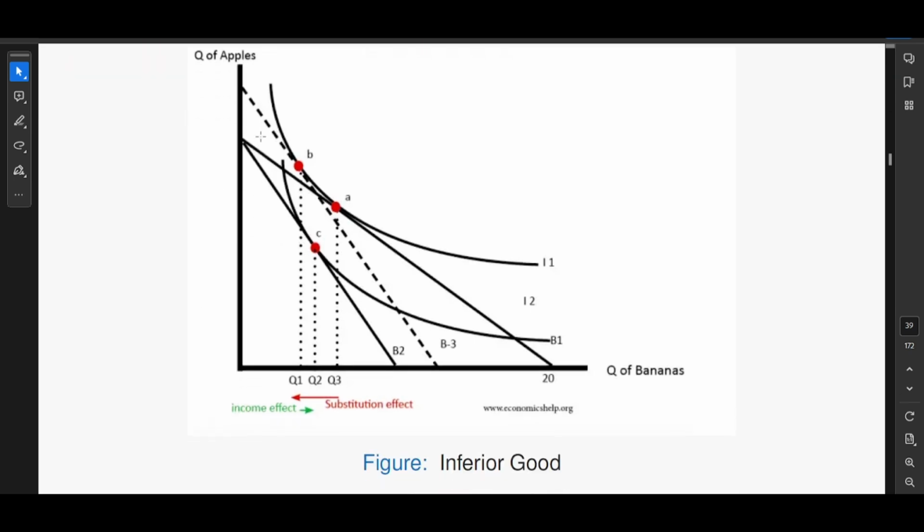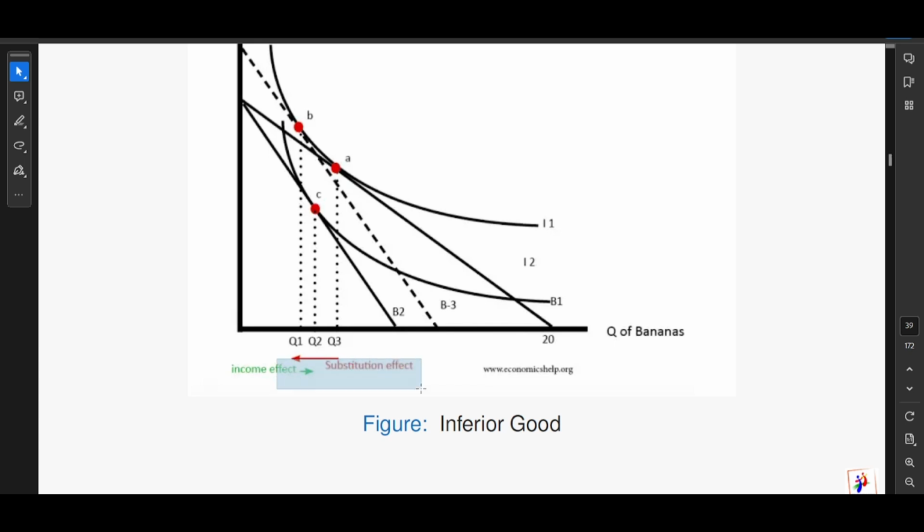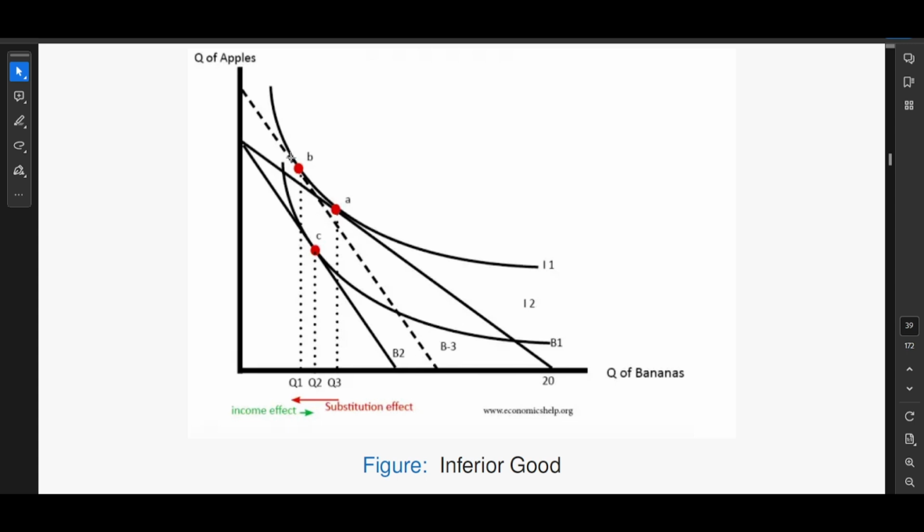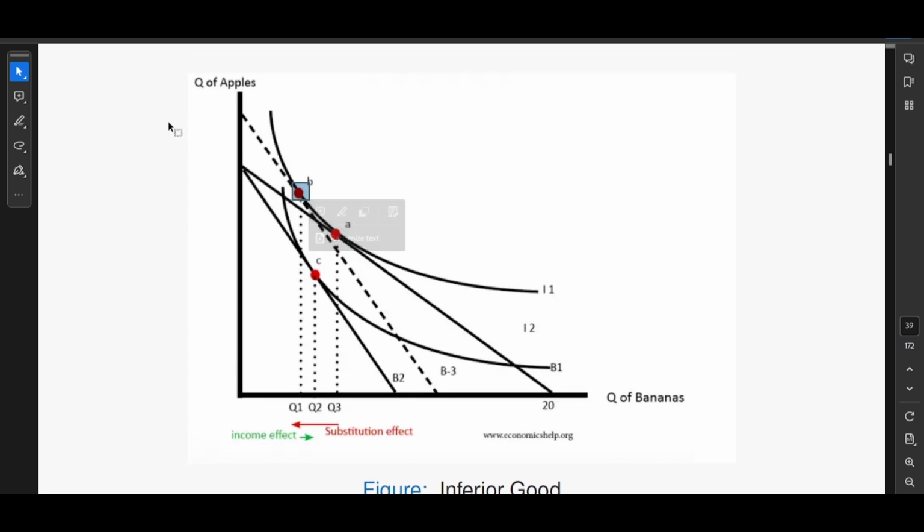Understanding inferior good, this is just basically what we went over already. We see the effects are moving in opposite directions. Again, we draw the parallel line. This happens here, and the substitution effect would have kicked in, right? This person would have consumed more apples, but because of the income, they decided to buy a little bit more apple instead of bananas.